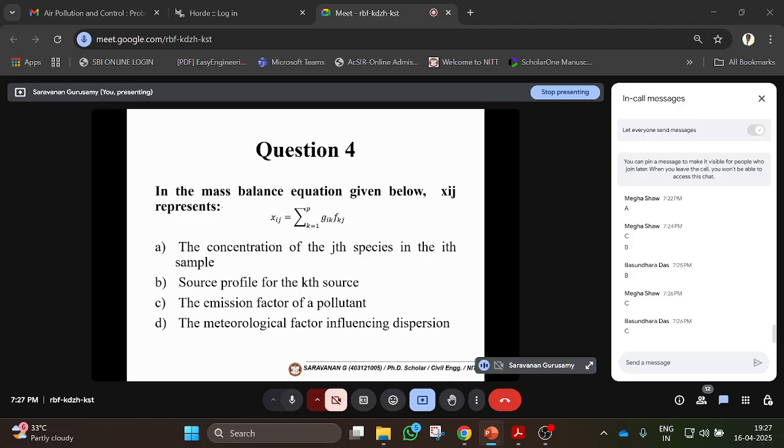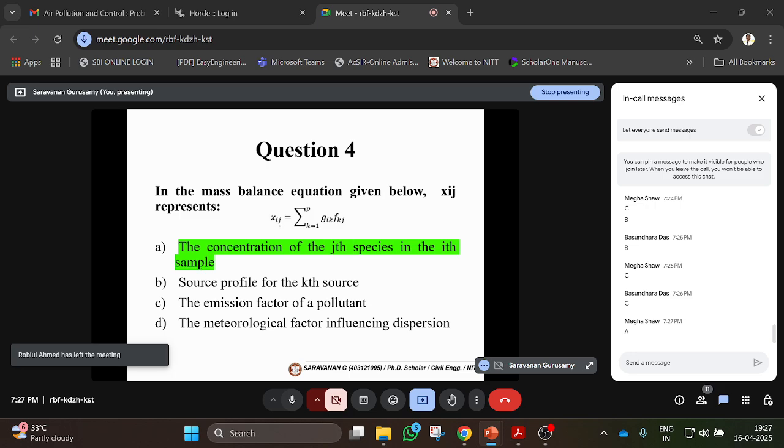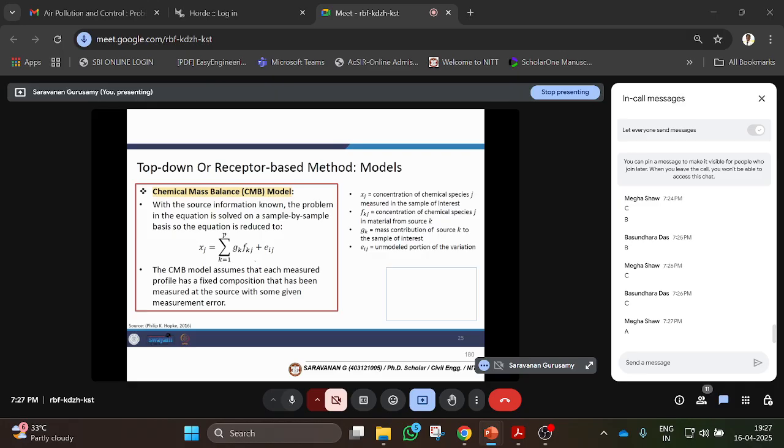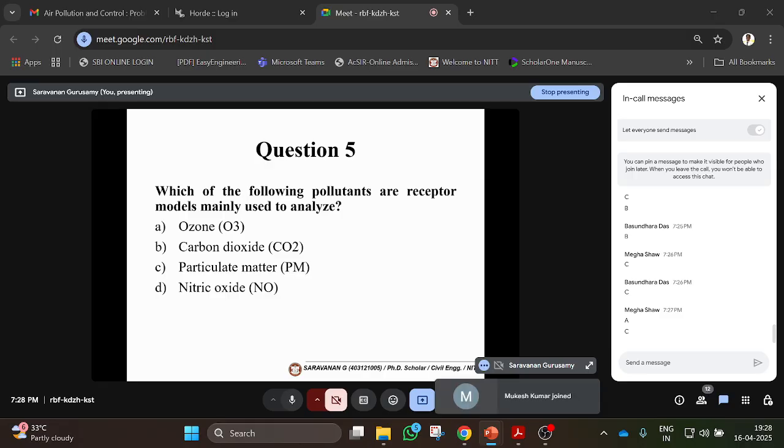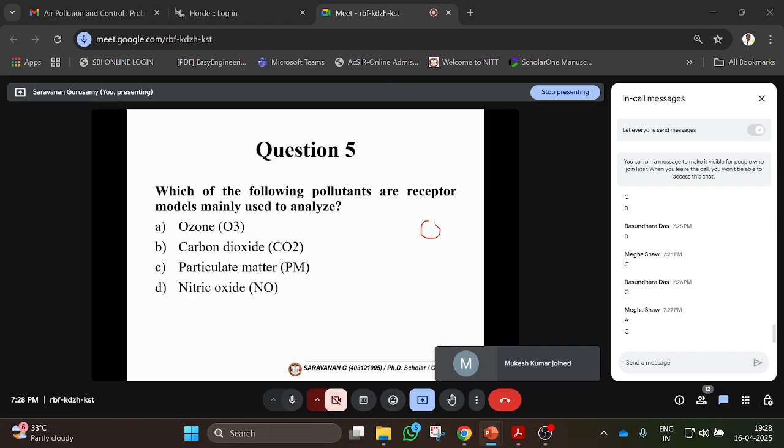Yeah. So in the mass balance equation given below, what does Xij represent? It's a concentration only, right? It's the concentration of the jth species in the ith sample. Chemical mass balance, CMB model. And which of the following pollutant or receptor models is mainly used for analysis? Receptor is whatever I am getting at the end, the receptor end, the sink end. So which pollutant can be considered?